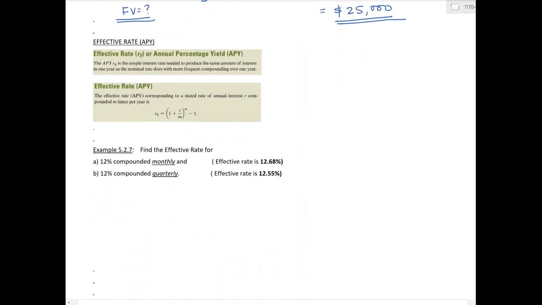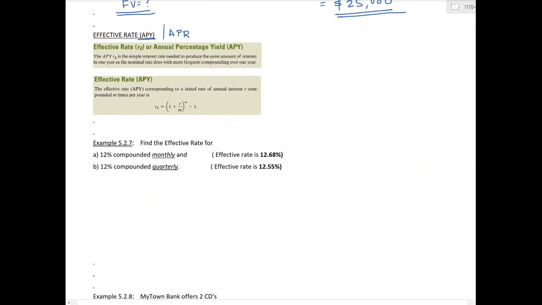Finally, in this section, we are going to study the concept of effective rate. It's also called APY. It's also called APR. So you may have heard these phrases, and if you see some ads in the newspapers, they always write what the APR is. So what's this idea of APY or APR? It's called effective rate or annual percentage yield. So this is the simple interest rate needed to produce the same amount of interest in 1 year as the nominal rate does, with more frequent compounding over 1 year.